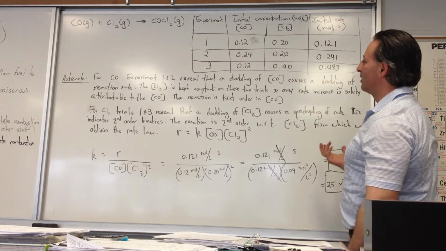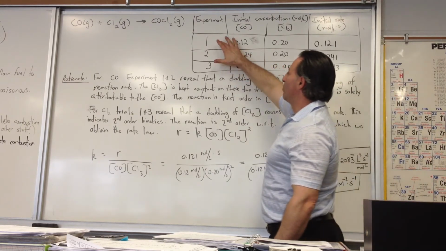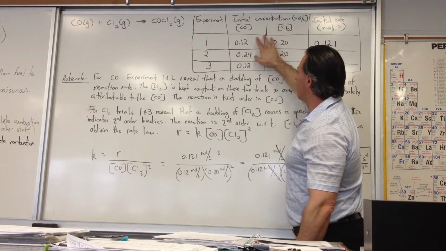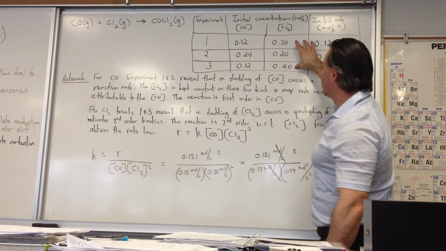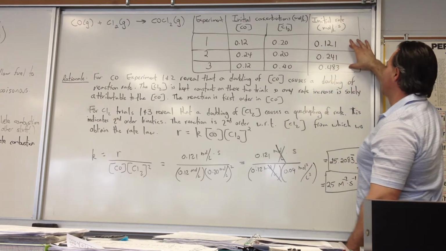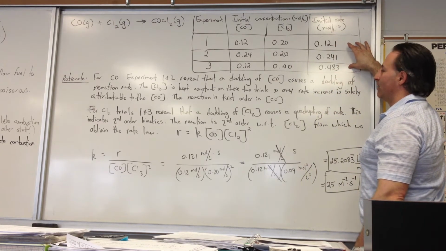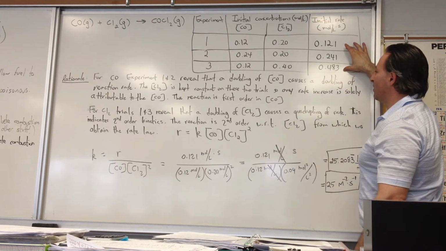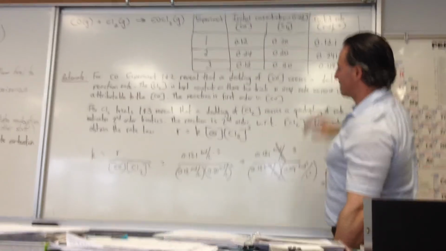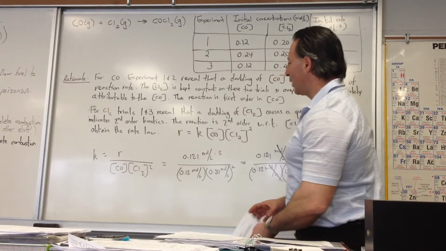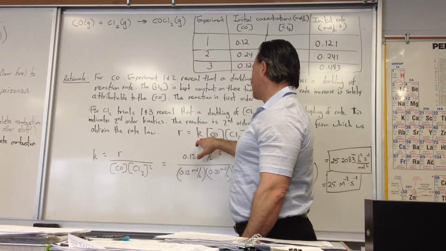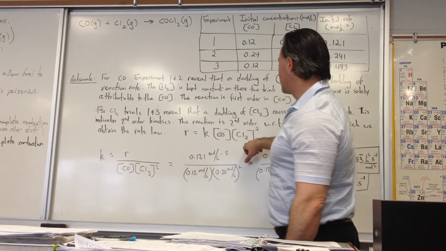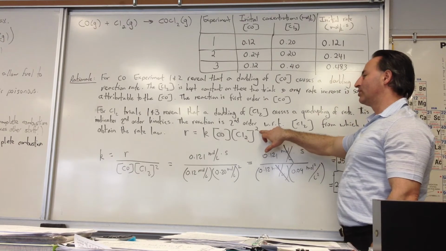In the second comparison, we're looking at 1 and 3. In 1 and 3, the carbon monoxide concentration is kept constant instead, and we've doubled the chlorine concentration. And we've noticed that it quadruples the rate. So when you double the concentration of a chemical and it causes a quadrupling of the rate, then we can attribute that it's second order. So the overall rate law is: rate is equal to the rate constant times the concentration of carbon monoxide times the concentration of chlorine gas to the power of 2.